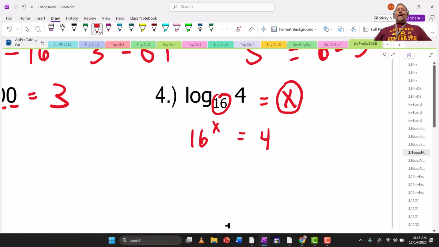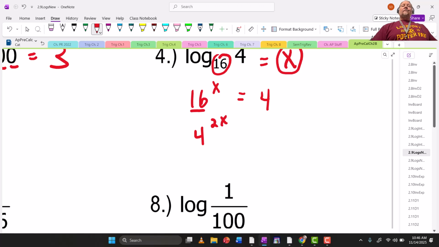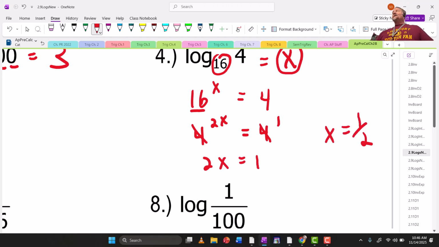And I believe we have done this, unless I'm thinking of the other class. But if not, I think we did. We could change this to 4, getting equal bases. And then since I have equal bases, I can drop the 4s and set the exponents equal to each other. And then I get x equals a half. That's an escape on these logarithms and solve it.